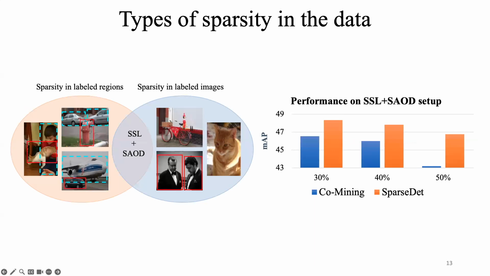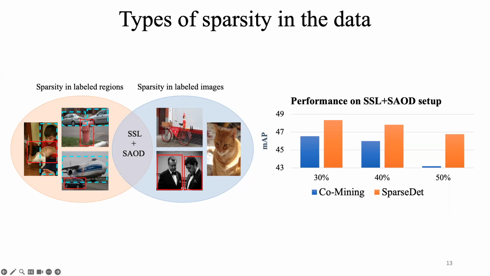Sparsity in the annotations can occur in two ways. It can be sparsity in the labeled regions, where a few regions are labeled and some unlabeled, or sparsity in labeled images, where a few images are completely labeled and a few are not. Sparsely annotated object detection methods cannot deal with image sparsity, while semi-supervised object detection methods cannot deal with labeled region sparsity. Our method, on the other hand, can deal with both.